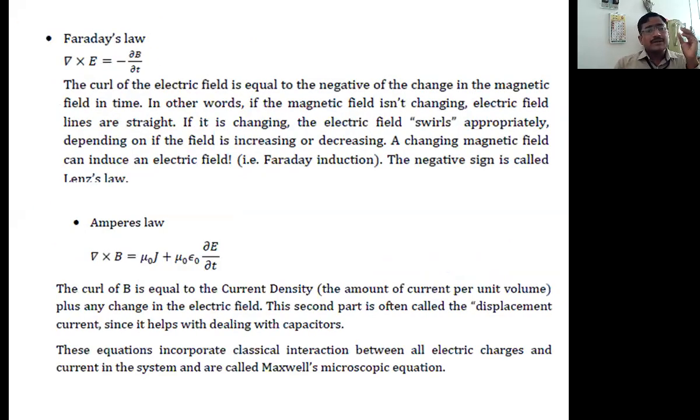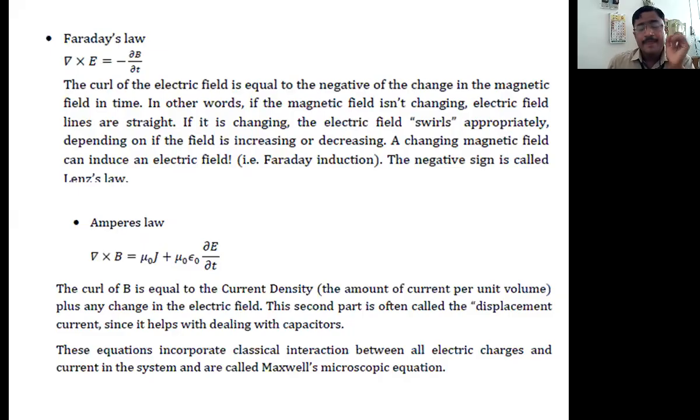Now the third equation is Faraday's law. Faraday's law: curl of E is equal to minus dou B by dou t. That is, the curl of electric field is equal to the negative of the time derivative of the magnetic field. This is the third Maxwell's equation, which is basically Faraday's law. The curl of electric field is equal to the negative of the time derivative of the magnetic field.